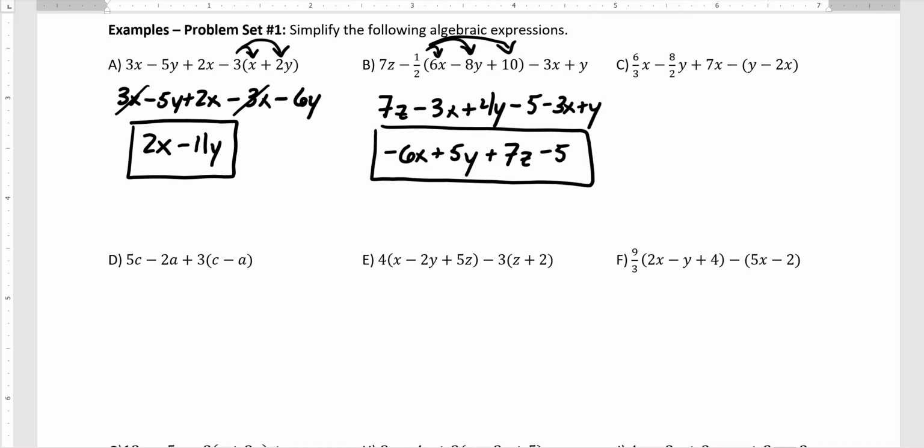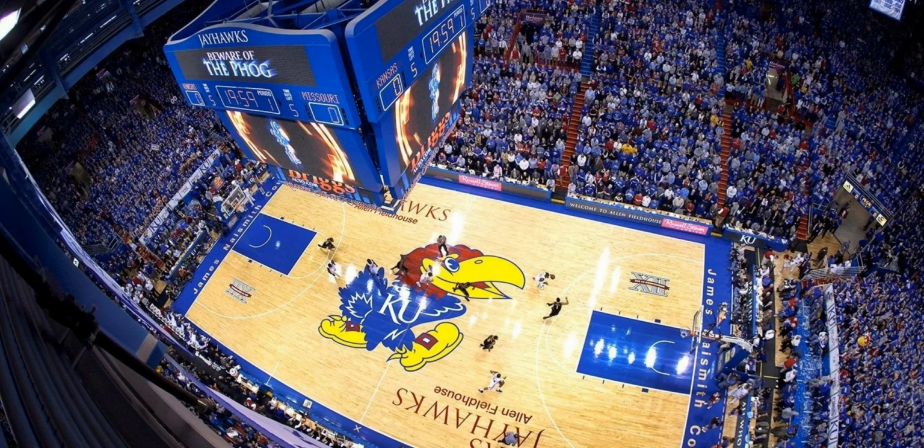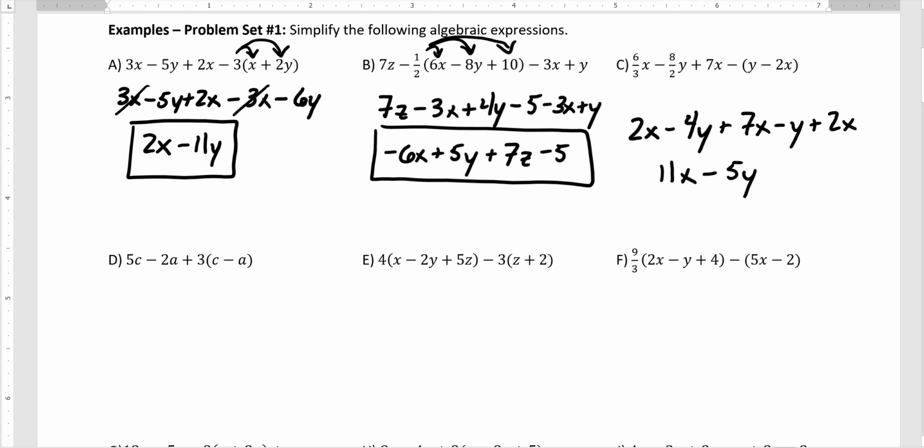There we go. Looking at letter C: 6/3 x minus 8/2 y plus 7x minus the quantity y minus 2x. Well, what's 6 divided by 3? Just 2, right? And what's 8 divided by 2? It's 4. So I can simplify those real quick. Now distribute this negative, so I'll have negative y and positive 2x. So I have 2x plus 2x, that'll give me 4x. I also have this 7x here, so that means it's 11x. And then I have negative 4y minus y, that'll give me negative 5y. So I'll have 11x minus 5y as my solution.